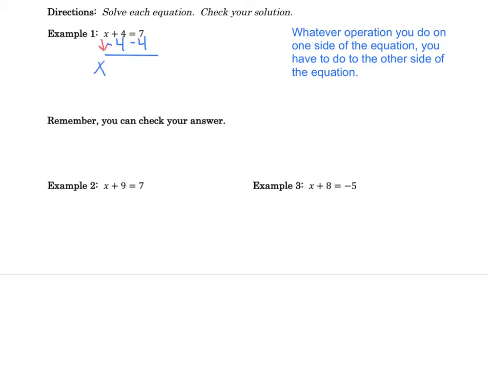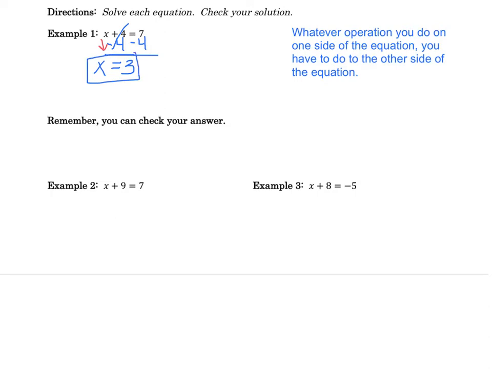and now we have 4 minus 4. That cancels out because 4 minus 4 equals 0. You're going to bring down your equal sign, and then you're going to say 7 minus 4. 7 minus 4 equals 3. So your answer is x equals 3.